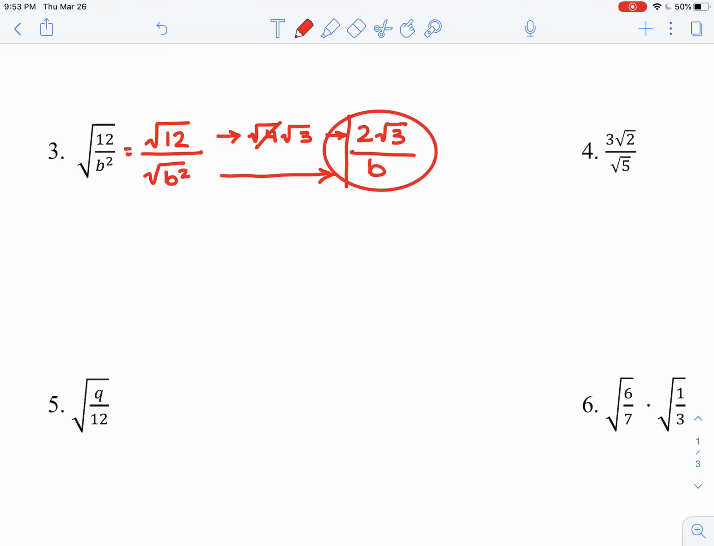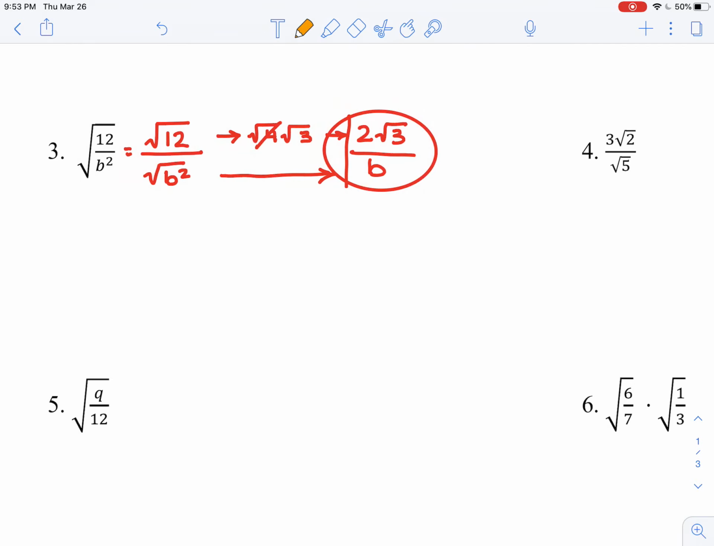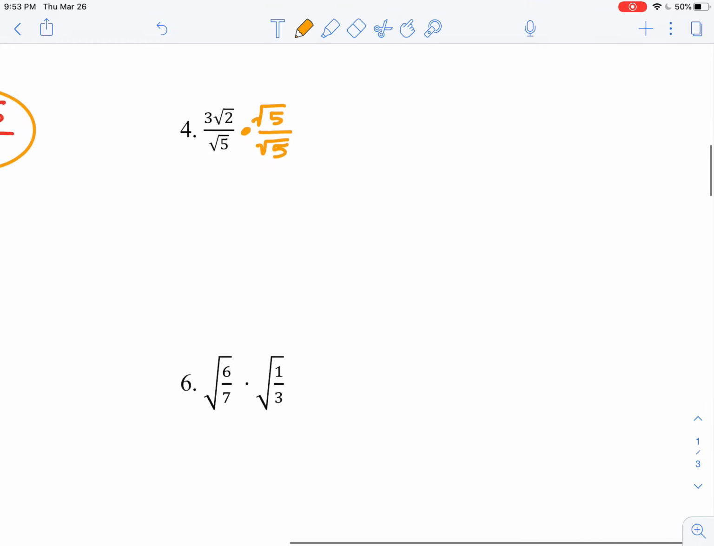Okay, in question number 4, we have 3 root 2 over square root 5. We can't have a radical in the bottom of the fraction, so we're going to have to start by getting rid of that square root 5. In order to do that, we're going to multiply both top and bottom of the fraction by square root 5, by the radical that we want to get rid of.